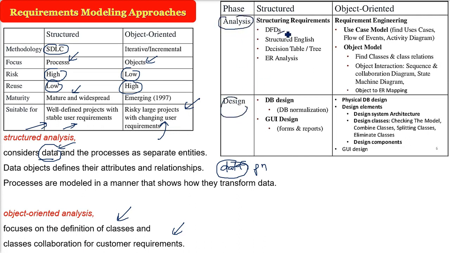If you see the analysis and design in structured, you will create the analysis model as DFDs, structured English, ER analysis. And when you come to object-oriented, use case, activity, flow of events, mainly the UML diagrams. In the design, there will be a different way of DB design, UI design. In object-oriented, there will be a proper way. There will be an architecture, there will be design classes and how we can combine the classes, eliminate the classes, split the classes, and what components we are going to use. This is how we will go after the object-oriented. So these are the two requirement modeling approaches.